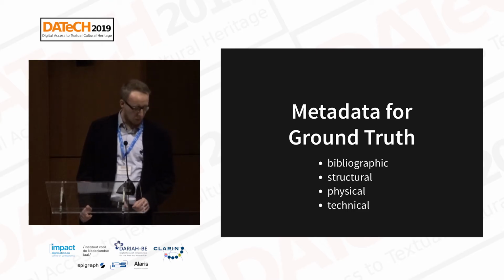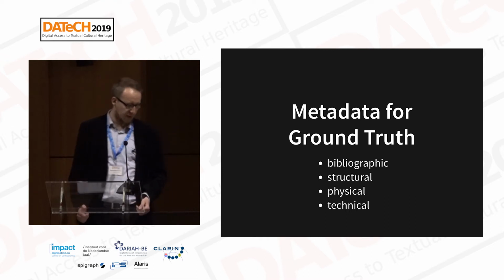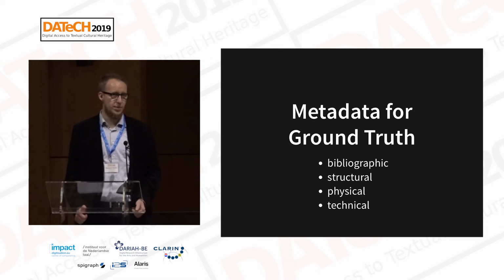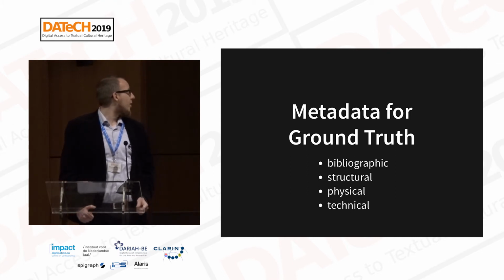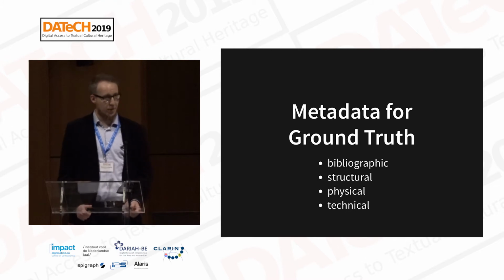So what's metadata? What are some types of metadata for ground truth? Of course, bibliographical and structural. That's like the classical librarian metadata types, but also about the physical appearance of a page and about the technical background that led to its creation.